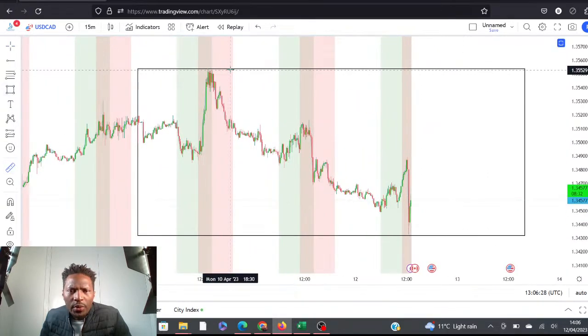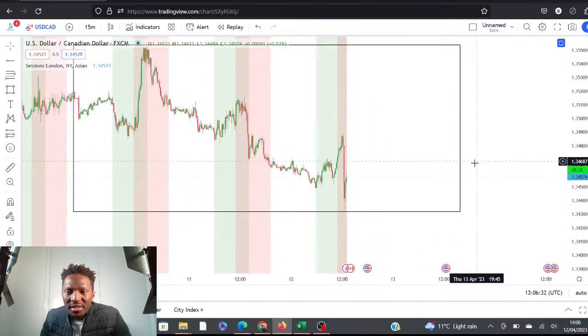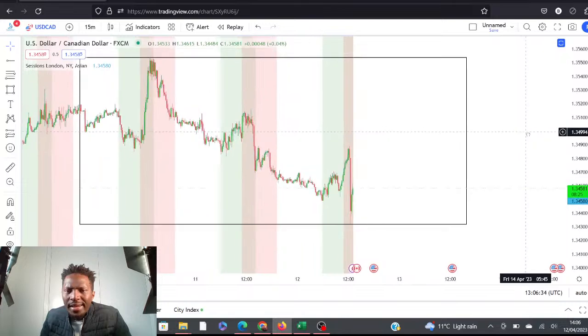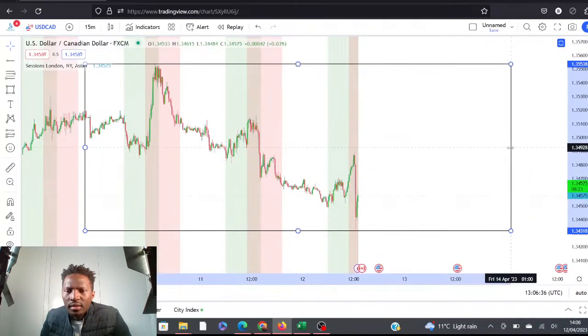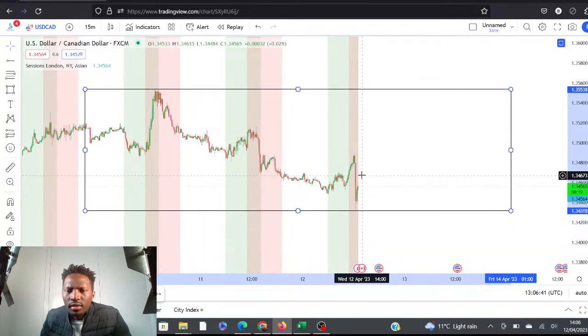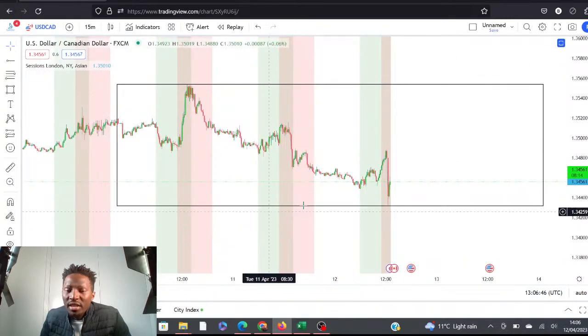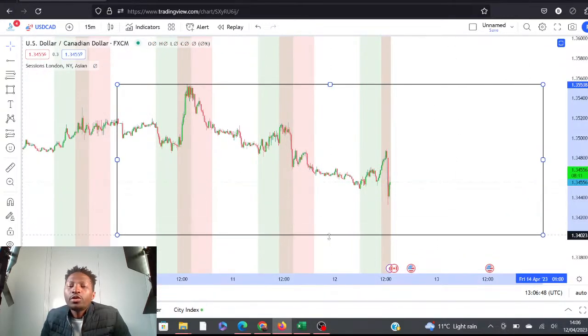So what's the current pip range for this week? It's about 120 pips. It's anybody's guess. I'll probably lean towards a spike down, and then we get a complete reversal. Today being Wednesday, this is by no means a Wednesday reversal trade.